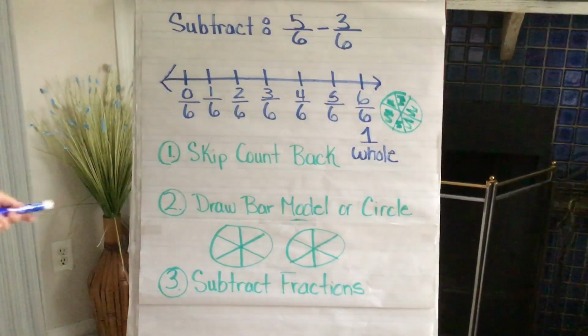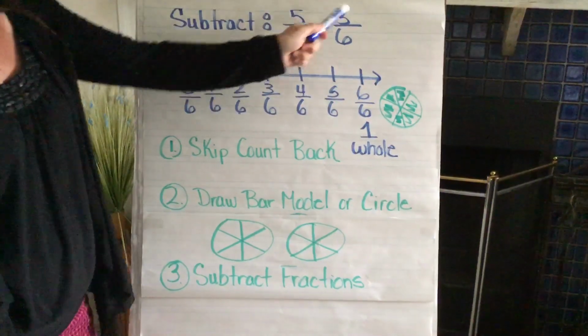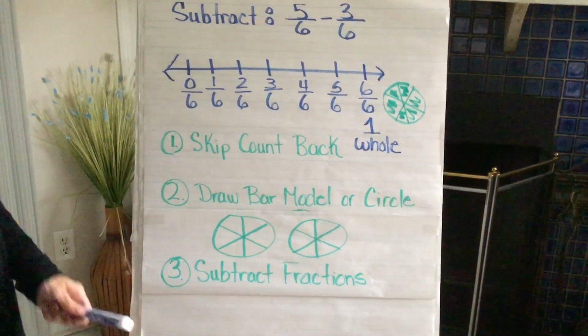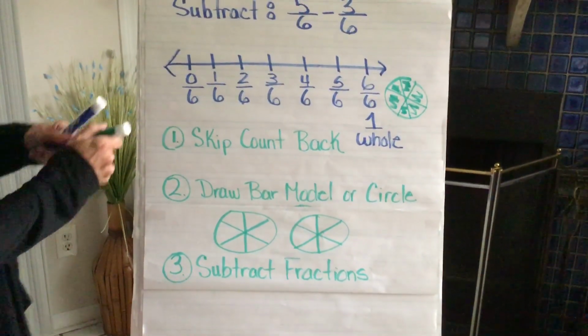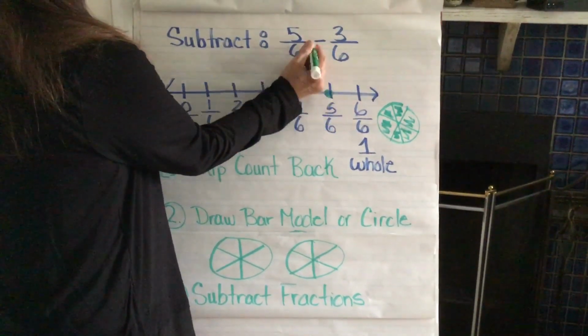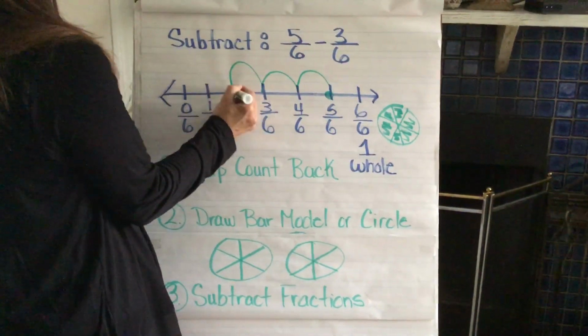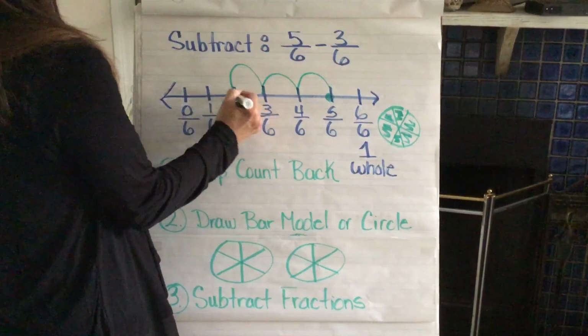All right, so again, we are going to skip count. This time, though, if we're doing 5/6 minus 3/6, we're going to skip count backwards. Okay, so we're going to start at 5/6 because that's the first number. And we're going to count back 3/6. 1, 2, 3/6. And our answer would be 2/6.